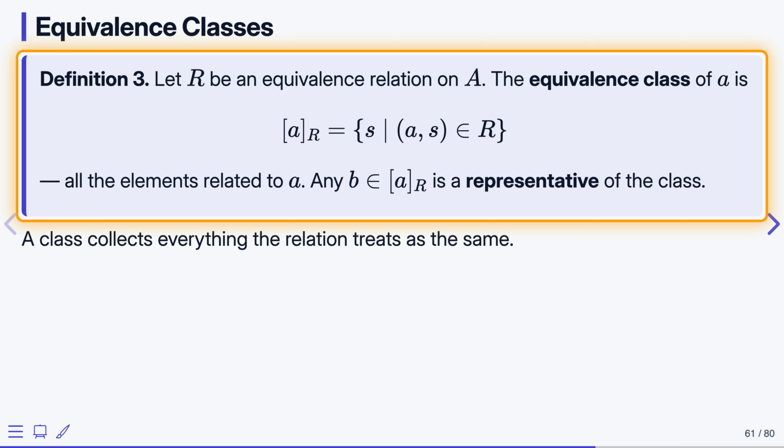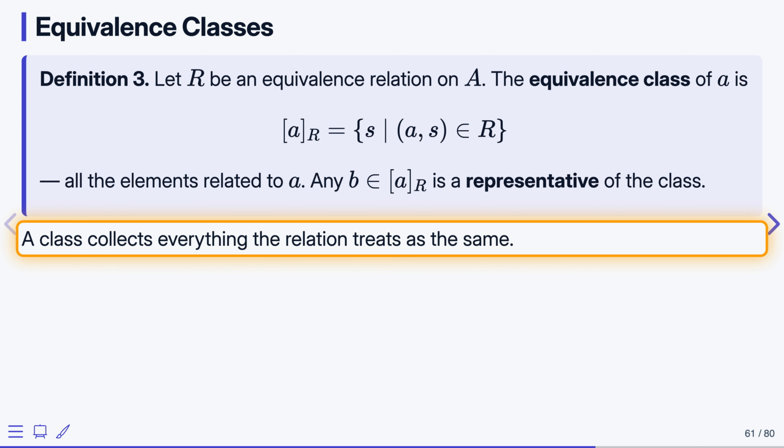Now let's group the elements. Let R be an equivalence relation on a set A. The equivalence class of a is the set of all elements related to a. We write it as a inside square brackets with a small R below. In symbols, it is the set of all s such that the pair (a, s) is in R. In plain words, the class of a collects every element that the relation treats as the same as a.